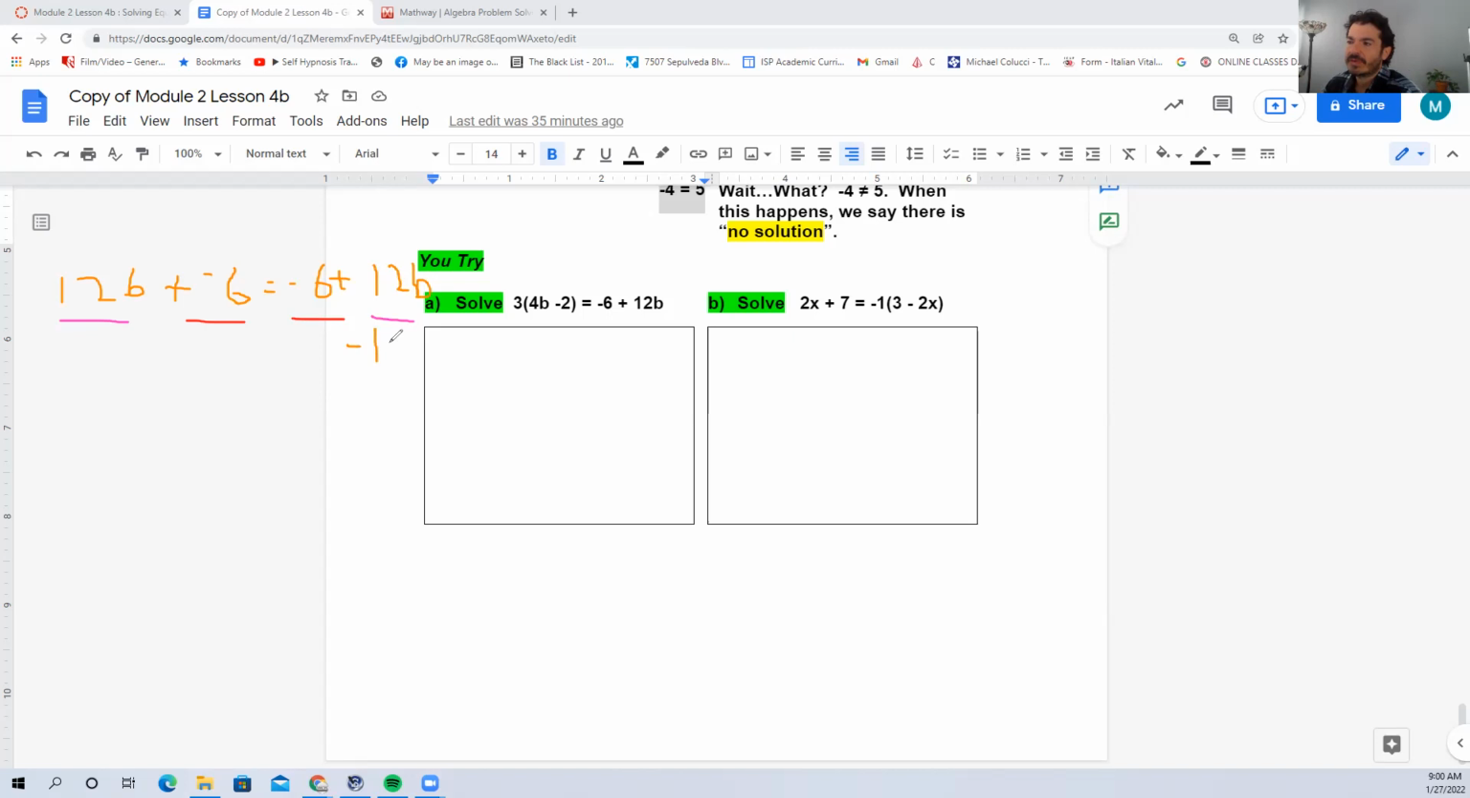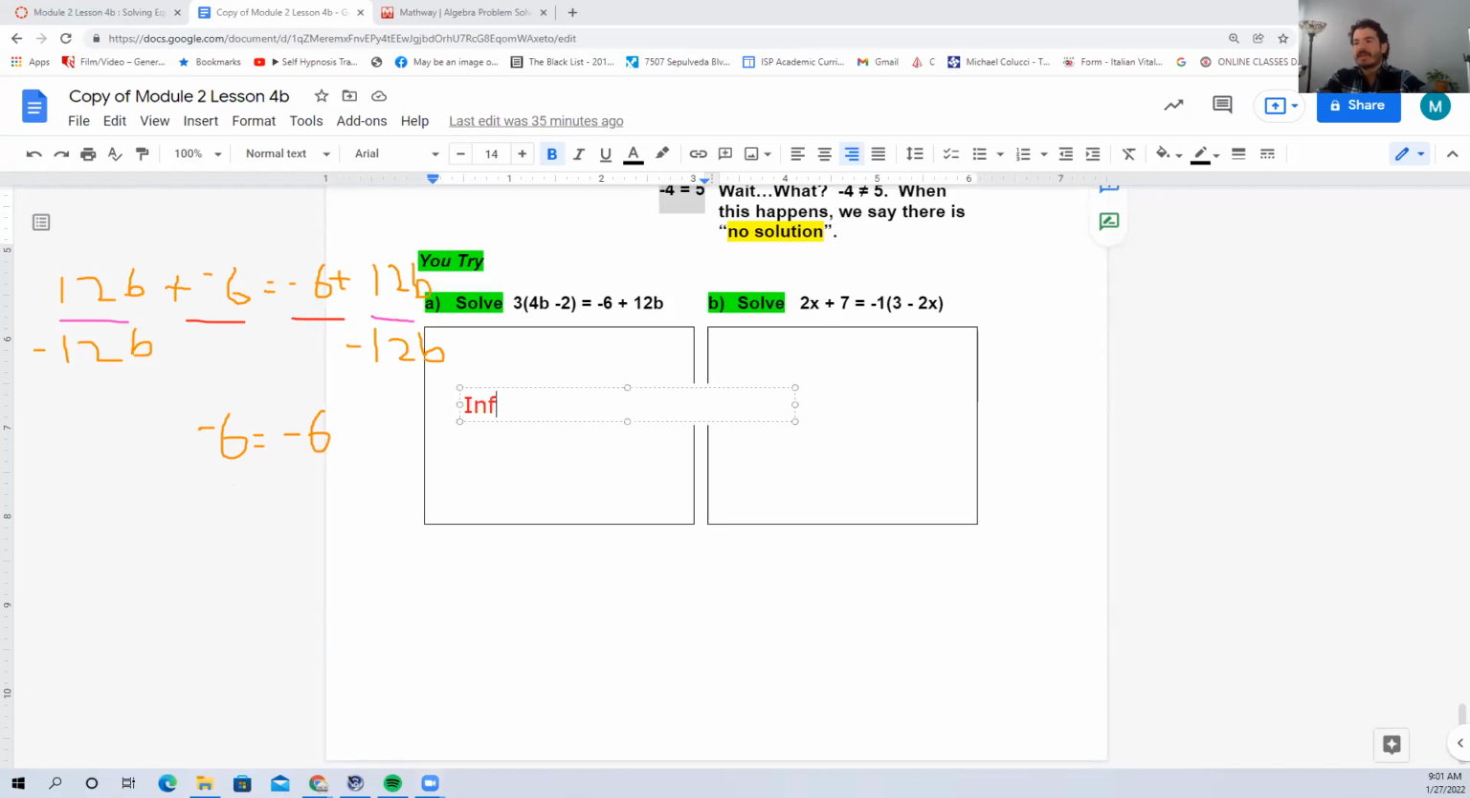Okay, so my first move in the chess game would be to get the b's all on one side. So I'm going to subtract 12b from both sides because I have a positive 12b here. This b happens to go to 0b, so I don't even need to write it. So plus a negative 6. Then I'm left with negative 6 plus, oh look, that's also 0. Okay, so I have negative 6 equals negative 6. Is that a true statement? Yes. Does that tell me what b is? Well, b went away, right? But I can put anything in there for b, literally anything, and still get a true statement because it's the same line.